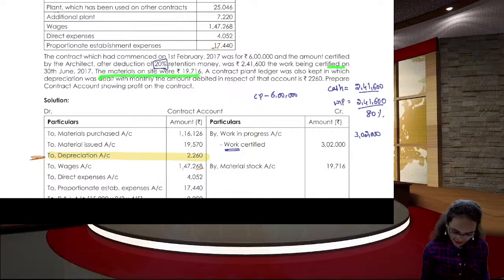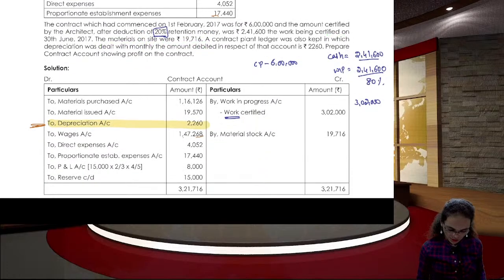The details of material on site were, in the sense this is the closing material, 19,716 rupees. A contract plant ledger was also kept, in which the depreciation was dealt with monthly. See, he is clearly giving the information for the depreciation, 2,260 rupees. Right, this is the depreciation, you got it.